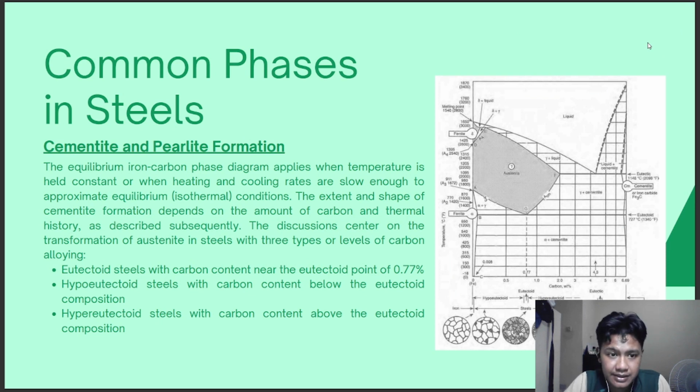Next are common phases in steels. The first is cementite and pearlite formation. The equilibrium iron-carbon phase diagram applies when temperature is held constant or when heating and cooling rates are slow enough to approximate equilibrium or isothermal conditions. The extent and shape of cementite formation depends on the amount of carbon and thermal history, as described subsequently. The discussion centers on the transformation of austenite in steels with three types or levels of carbon alloying, such as eutectoid, hypoeutectoid, and hypereutectoid.